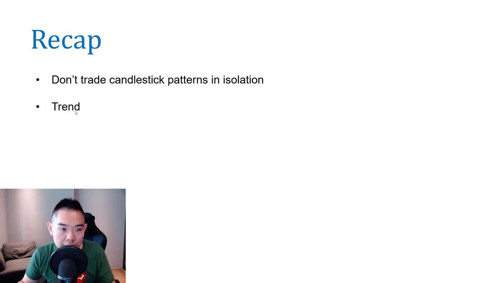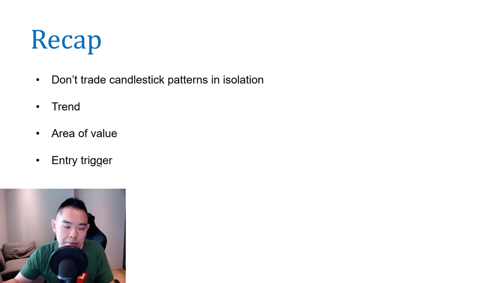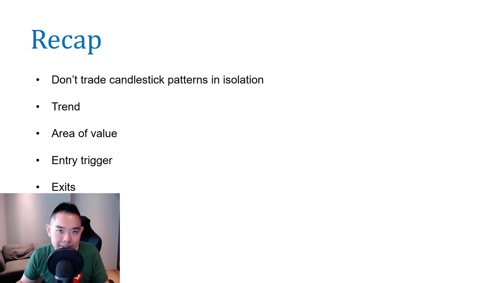First is to look at the trend, then the area of value. The trend tells you what to do, whether to look for buying opportunities or selling opportunities. The area of value tells you where to buy, maybe at support or resistance. The entry trigger: you learn candlestick patterns like the hammer, shooting star, etc. And then we talk about exits: where to exit if you're wrong and where to exit if you're right.